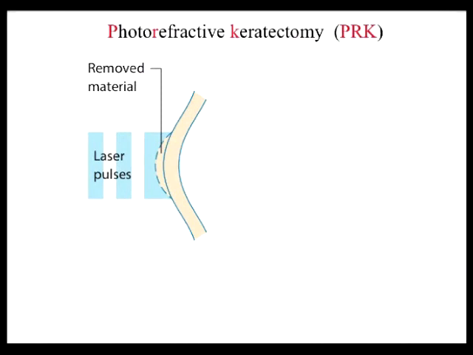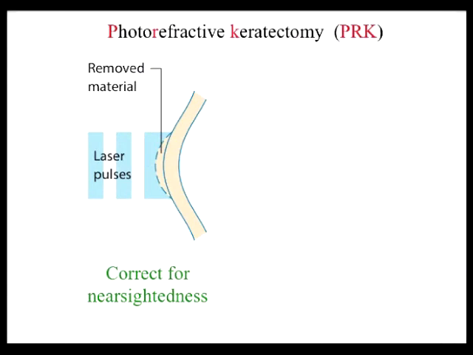Ideally, the cornea is dome-shaped. If the dome is too steep, however, the rays of light are focused in front of the retina and nearsightedness results. As shown here, the laser light removes tissue from the center of the cornea, thereby flattening it and increasing the eye's effective focal length.